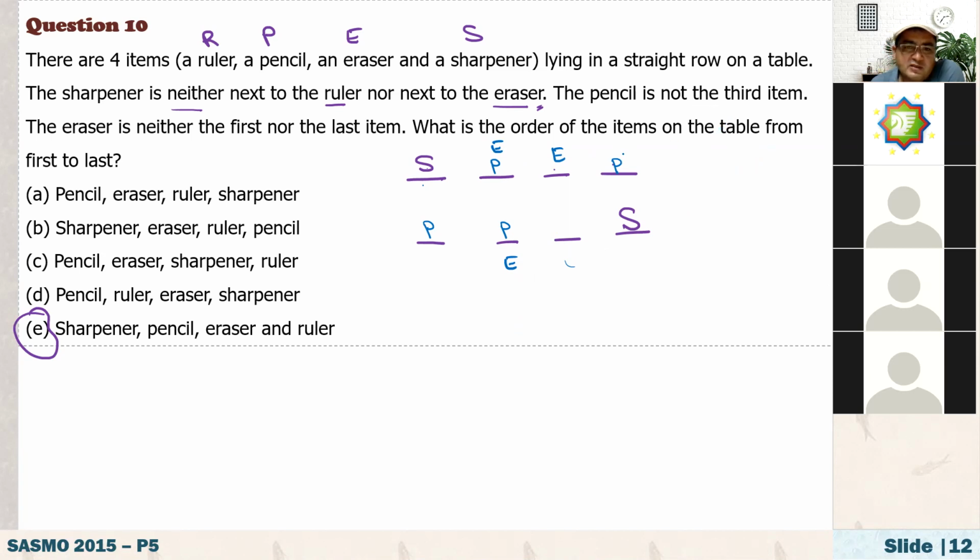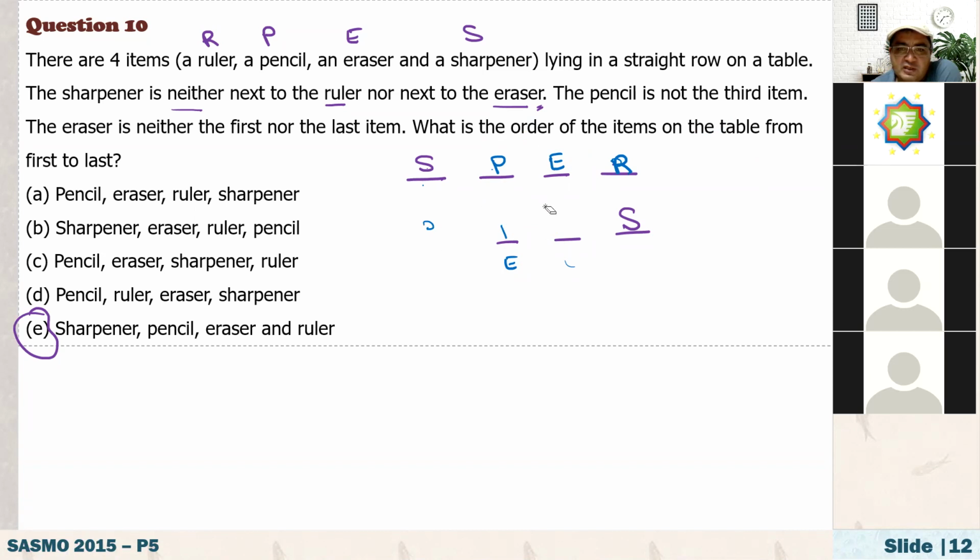So that means that eraser should be the third one, because pencil cannot be the third one, right? So eraser should be here. And I cannot write ruler here. This should be pencil here. Then this should be ruler here.